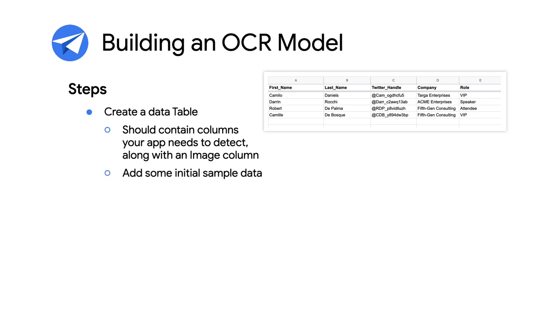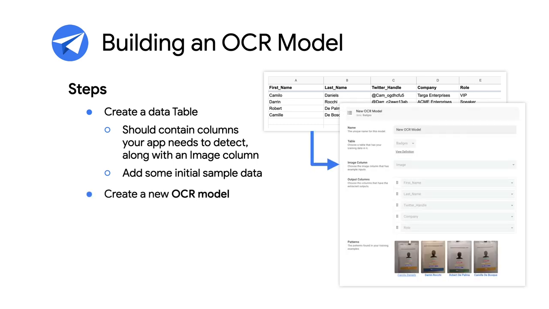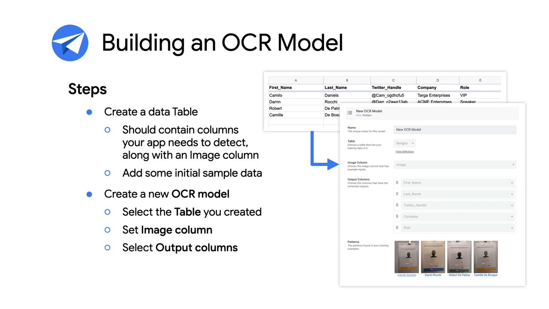Once your sample data is prepared, you can then create a new OCR model where you select the table that you just created, you set the image column, and then select the output columns where you wish to save the data into. Click Save to then train your app.